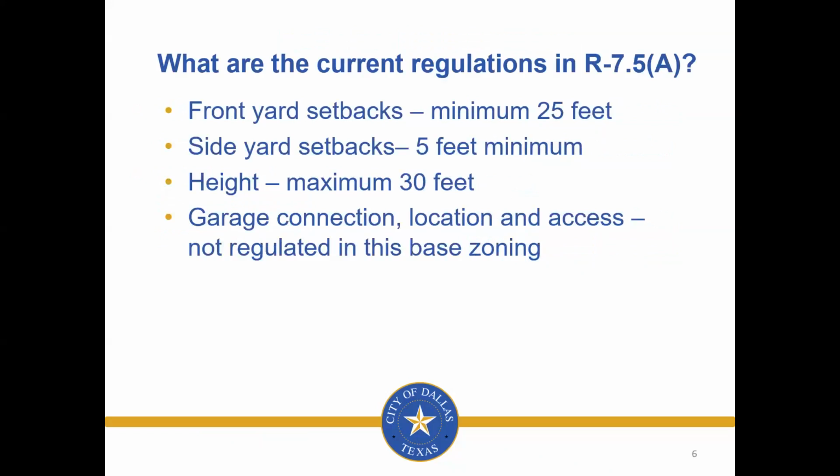Because we're doing an NSO, the current regulations are R7.5A, which is single family residential. So currently in this neighborhood, like I said, the zoning is R7.5. No structure can be placed closer than 25 feet from the front property line. This is what we call the front yard setback. The height is limited to 30 feet. We can also note that the side yard setback is 5 feet on each side. To make clear, the purpose of the overlay will be to make the setback and the height more restrictive.